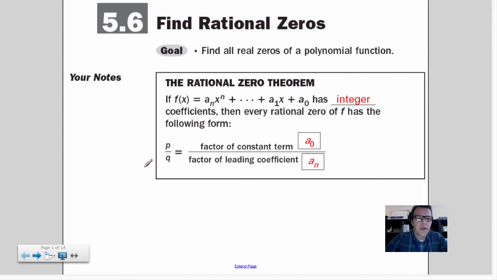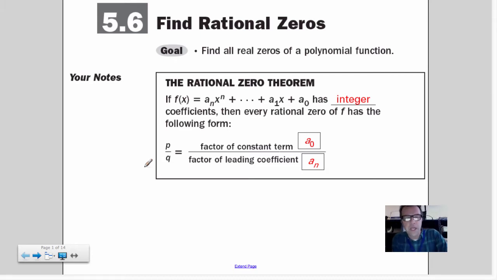All right, here we are. Section 5.6. The title of the section is Find Rational Zeros. So, our goal here is to find all real zeros of a polynomial function.